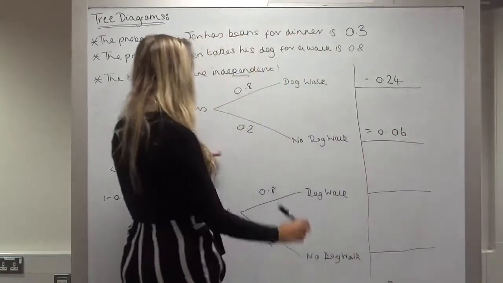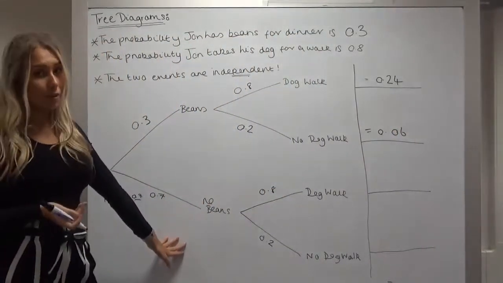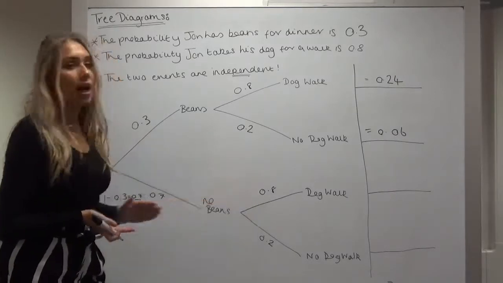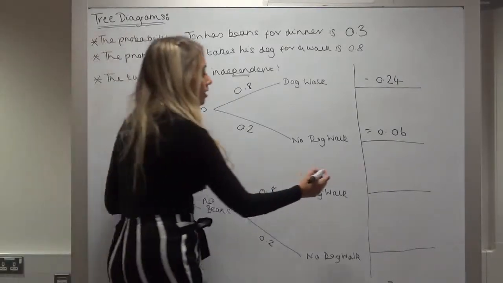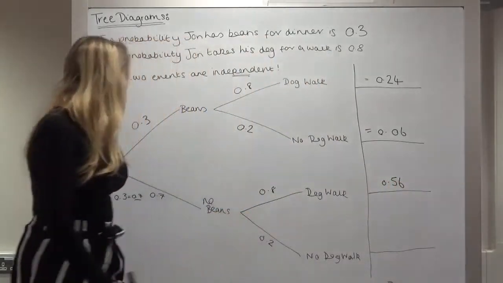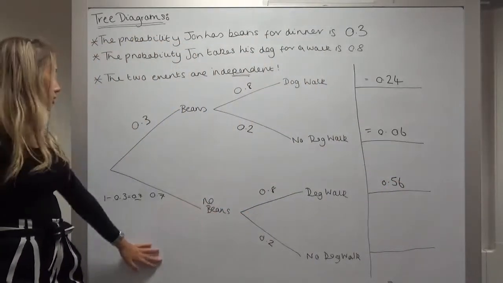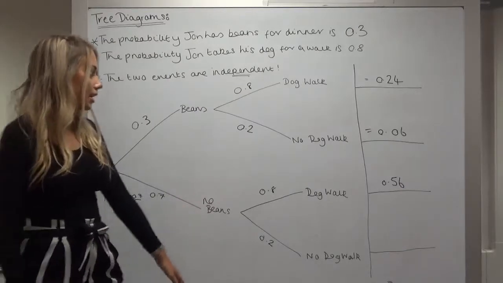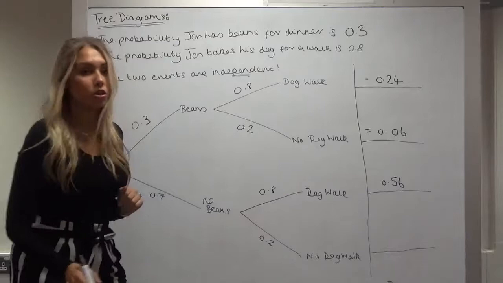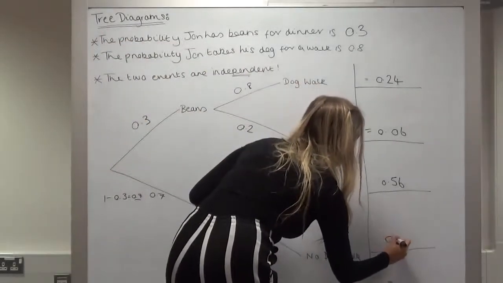0.06. Okay, moving down to if John does not have beans for dinner, we have got 0.7 and 0.8. Times them two together, we get 0.56. And again, for the last outcome, we've got John does not have beans and he doesn't take his dog for a walk. So that's 0.7 times 0.2, and we get 0.14.